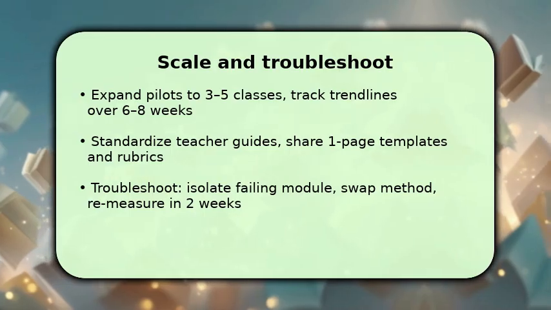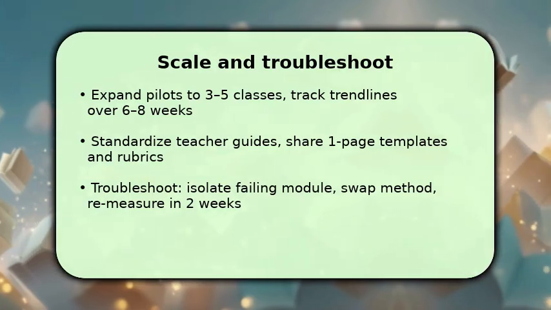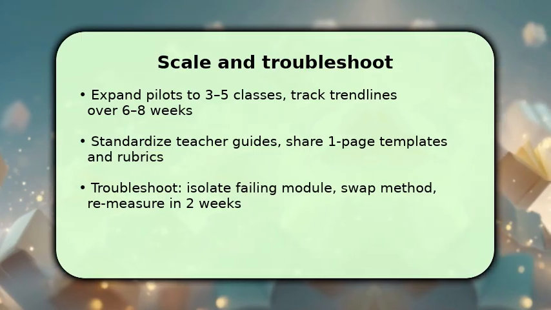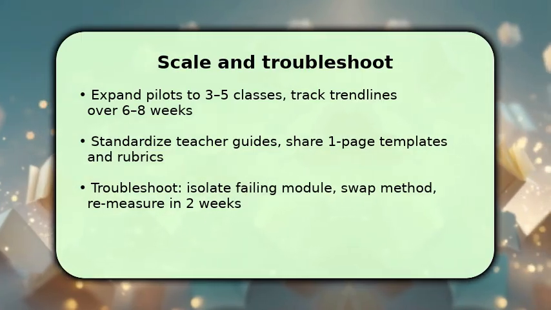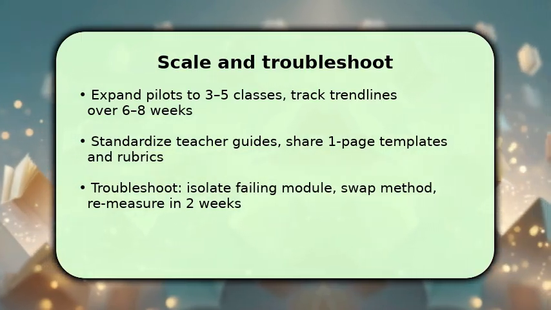If something goes wrong, isolate the failing module, swap the instructional method or resource, and remeasure in 2 weeks. This quick pivot prevents wasted time and keeps progress moving.